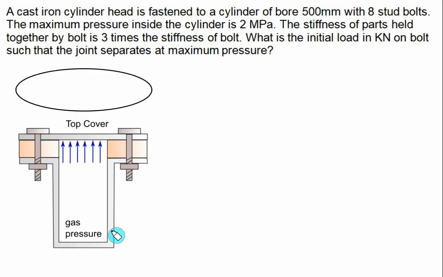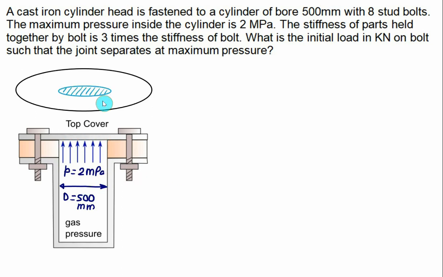Consider here a cylinder arrangement. This one is the body of a cylinder. This one is the top cover. We have a gasket here, and here you have a given pressure. So pressure will act on the area whose inside diameter is given as 500 mm. So this diameter is known to us, D is equal to 500 mm. And the pressure is given equal to 2 megapascal. This force is exerted on this area.